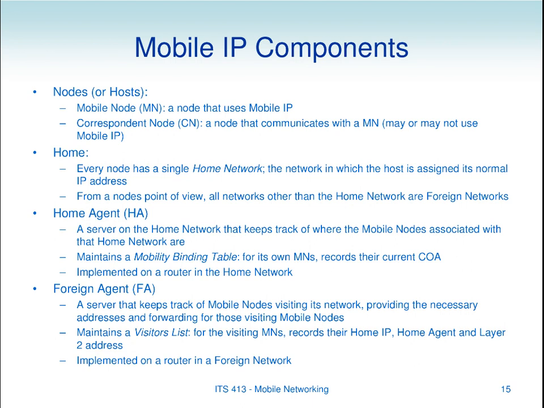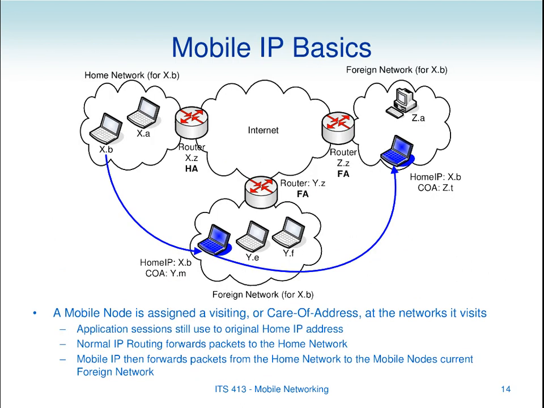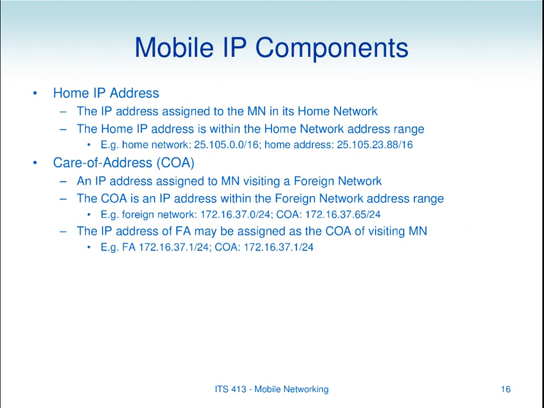And there are foreign agents, usually again on routers. They keep track of the mobile nodes that are visiting their network. And they provide addresses to those visiting nodes and forward the data to those visiting nodes. So, home networks, foreign agents. Two types of addresses. Every node has a home IP address, that's normal. But as a node moves into a foreign network, it also gets a foreign address, a care of address.